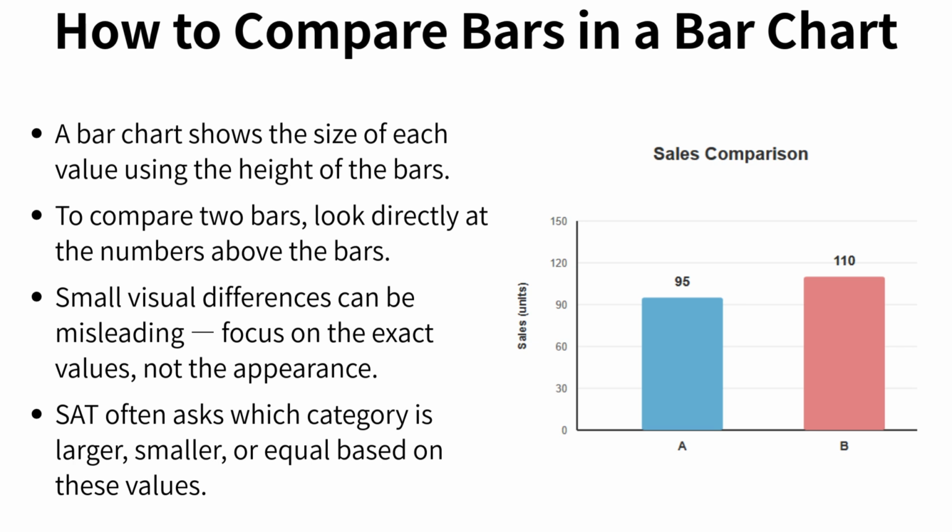On the SAT, you'll often be asked which category is larger, smaller, or whether two values are equal. By focusing on the actual numbers, not how the bars look, you can make accurate comparisons every time.